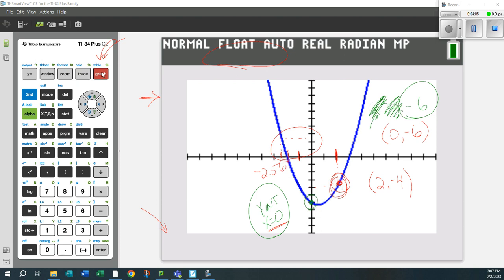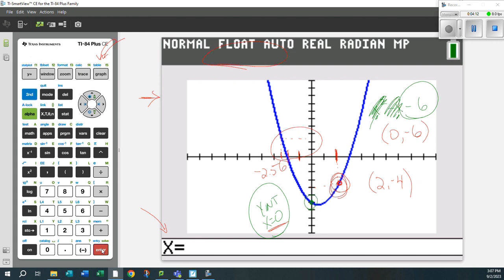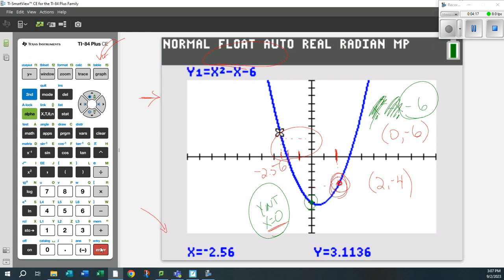Ooh, well, watch how beautiful this is. Go second, calc, right? Hit the value. Now put in your negative 2.56 and watch what happens. Punch it, boom. And it's blinking right there, and it tells you that your y value is in fact this. So at negative 2.56, the y value is 3.1136. Ta-da! Isn't that pretty? That's how powerful knowing the little nuances of your calculator can be.